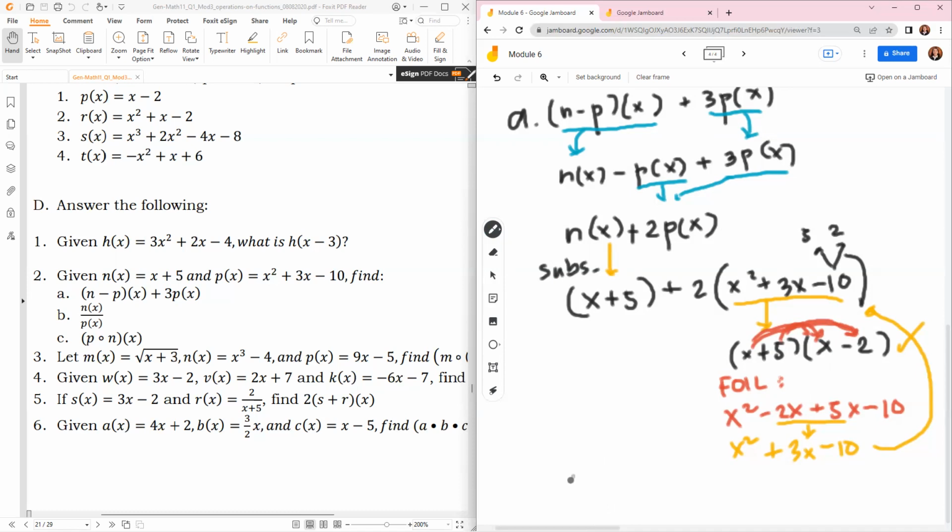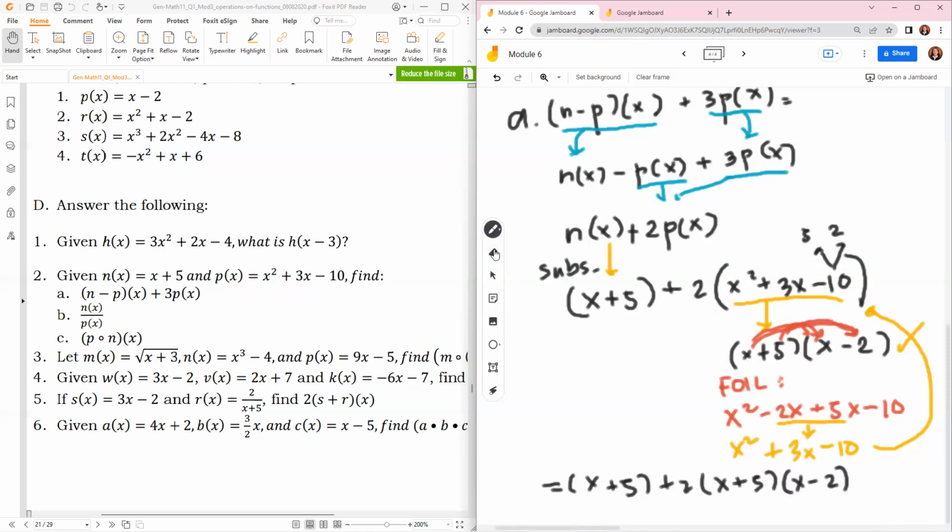So x plus 5 plus 2. Remember that this is what we have above. So we are trying to solve this one. We're trying to simplify this portion here. That would be 2x plus 5 times x minus 2.